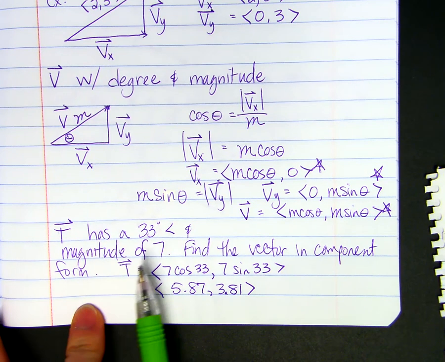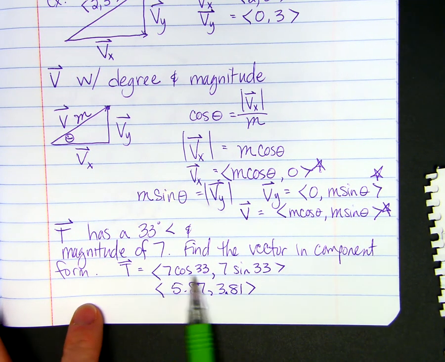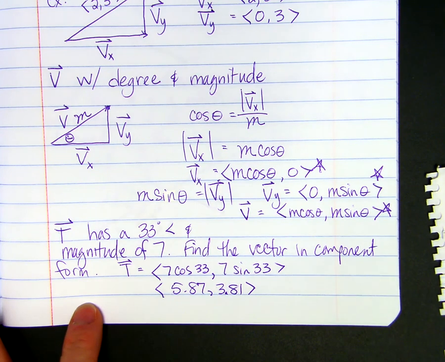One thing, if they asked us to decompose it, then we'd have t sub x and t sub y would be this, comma 0, and 0, comma that.